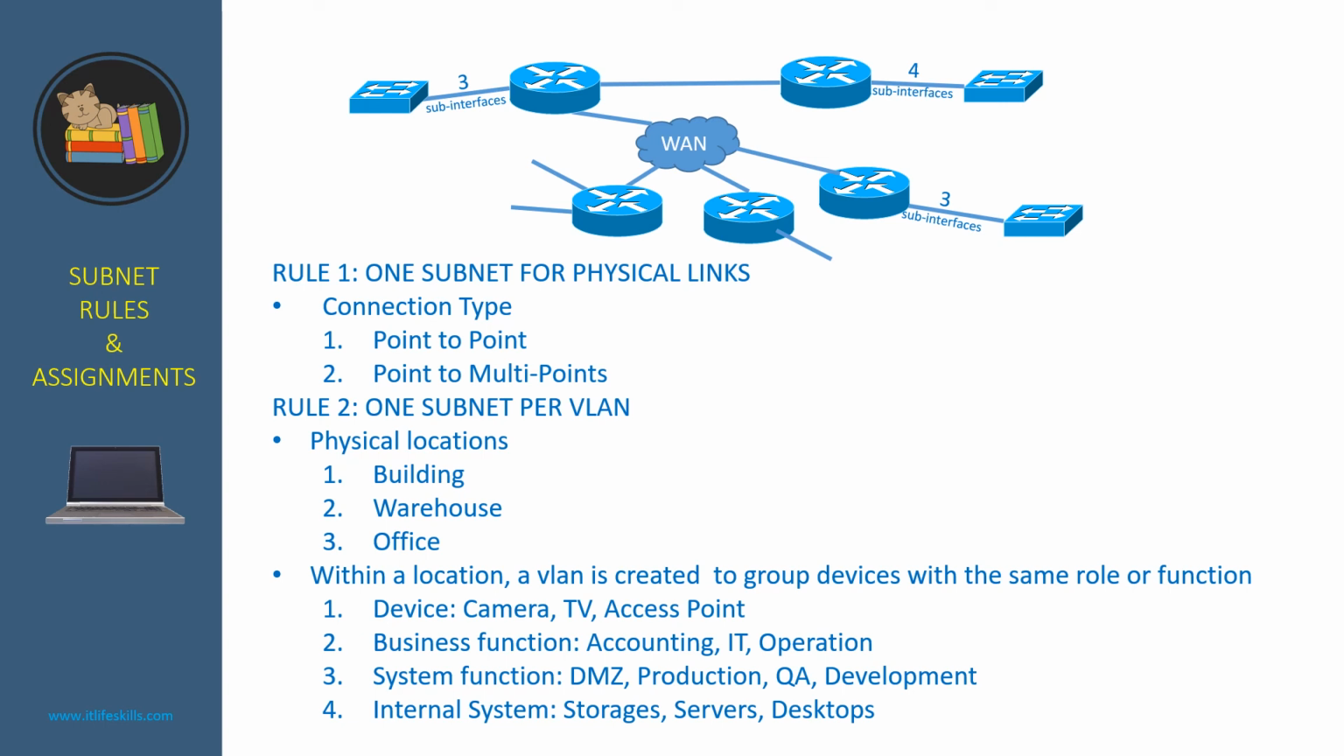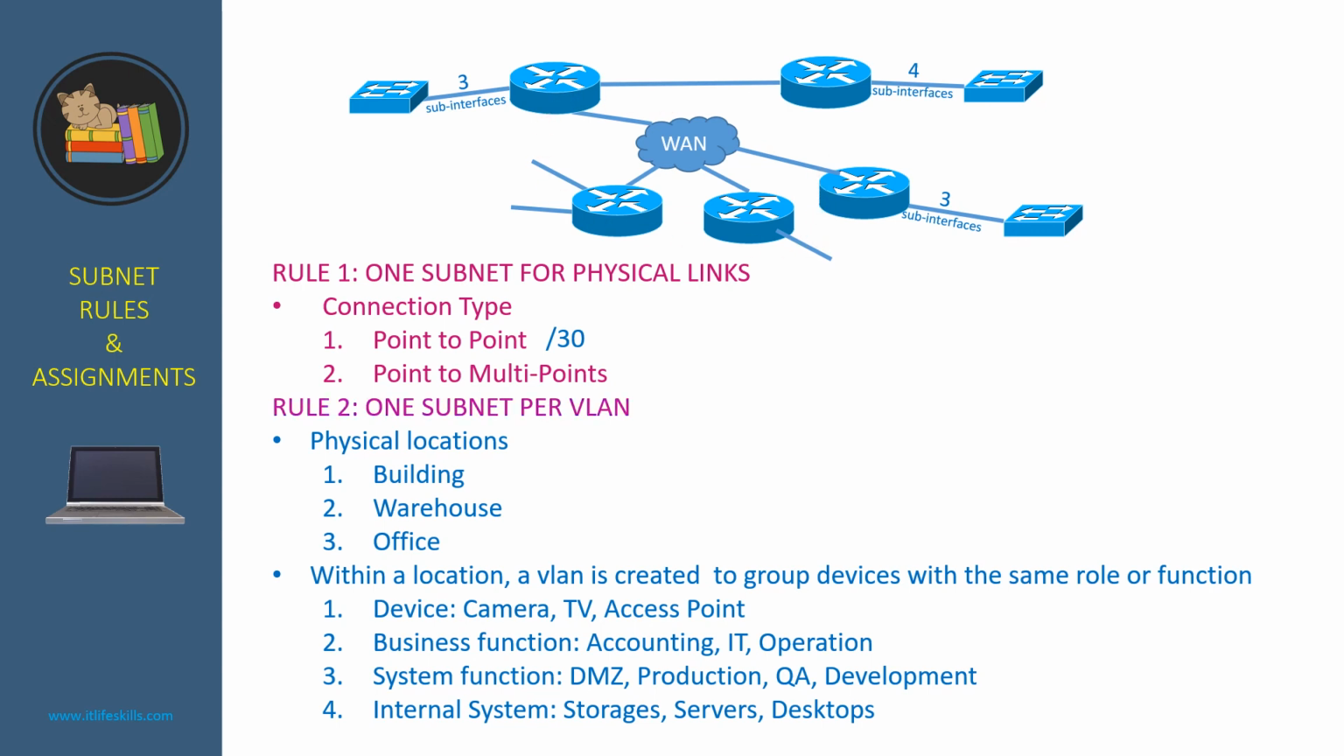Let's talk about subnet rules and assignments. Rule number 1: one subnet per physical link. This rule assigns a subnet to a connection type. For example, the point-to-point connection over here needs a subnet, and we usually assign a slash 30 subnet to a point-to-point connection. Or a point-to-multipoint connection like over here also needs a subnet.